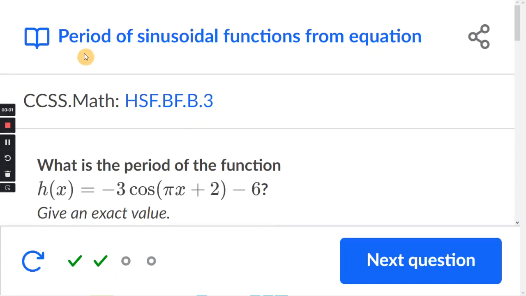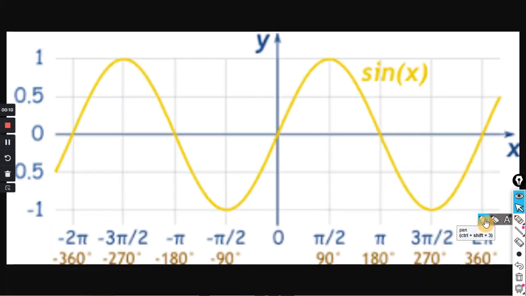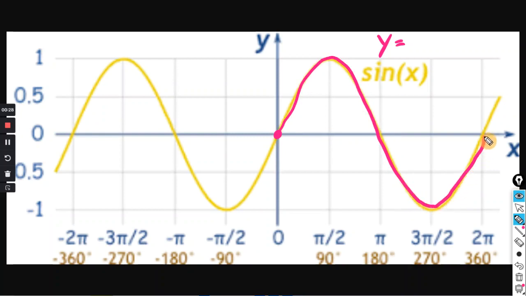This will be for the exercise on finding the period of sinusoidal functions from an equation. Just briefly, I want to look at the graph of y equals sine of x. If we go through one cycle or one period, let's start here at the origin, and go through the max, the minimum, and back to where we started at the midline.